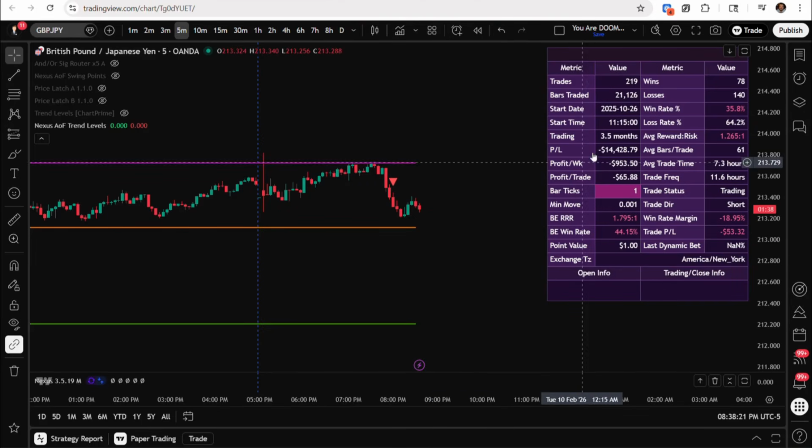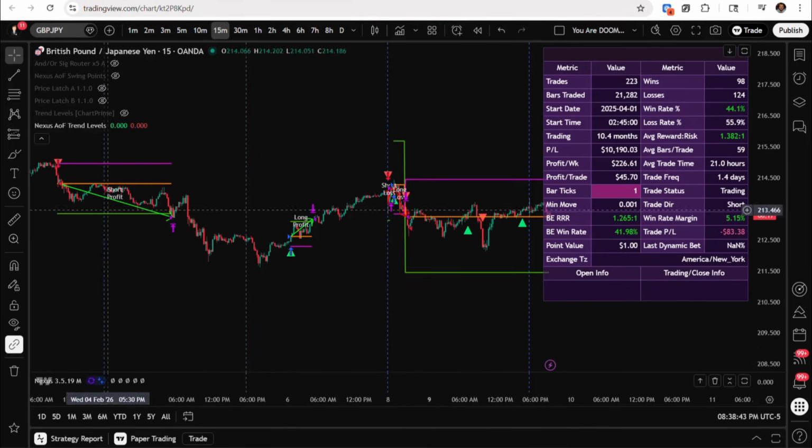Puts our total profit and loss at negative $14,428. Puts our total profit and loss per week at negative $953. And so using it just for its face value as far as long trades and entry trades, at least on these particular settings, it didn't work out that great.